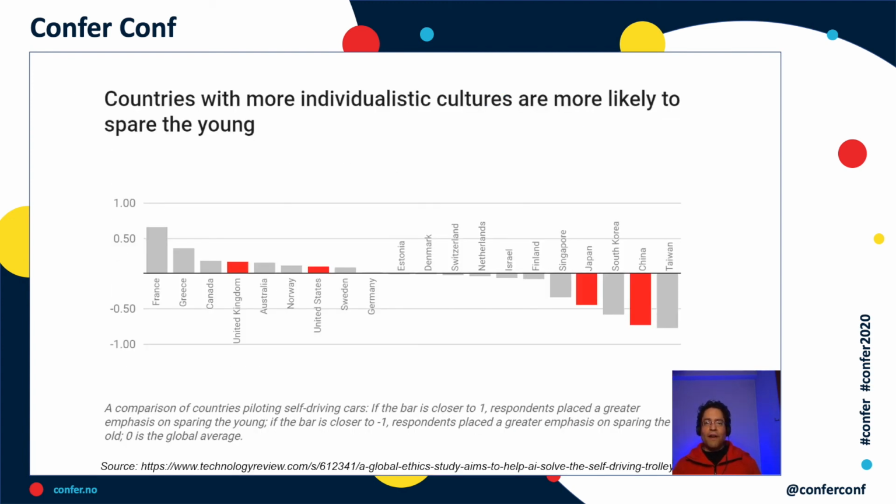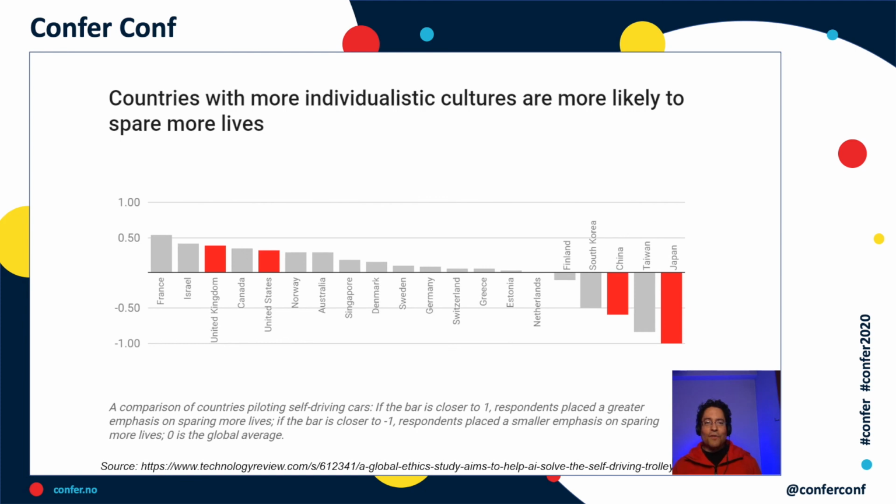They found that it varies a lot between countries. If it's more of an individualistic culture, like the United Kingdom, they are much more likely to spare the young people, whereas people in more group cultures like Japan and China will spare the older people. And it's a similar distinction if you compare sparing more lives or fewer lives.